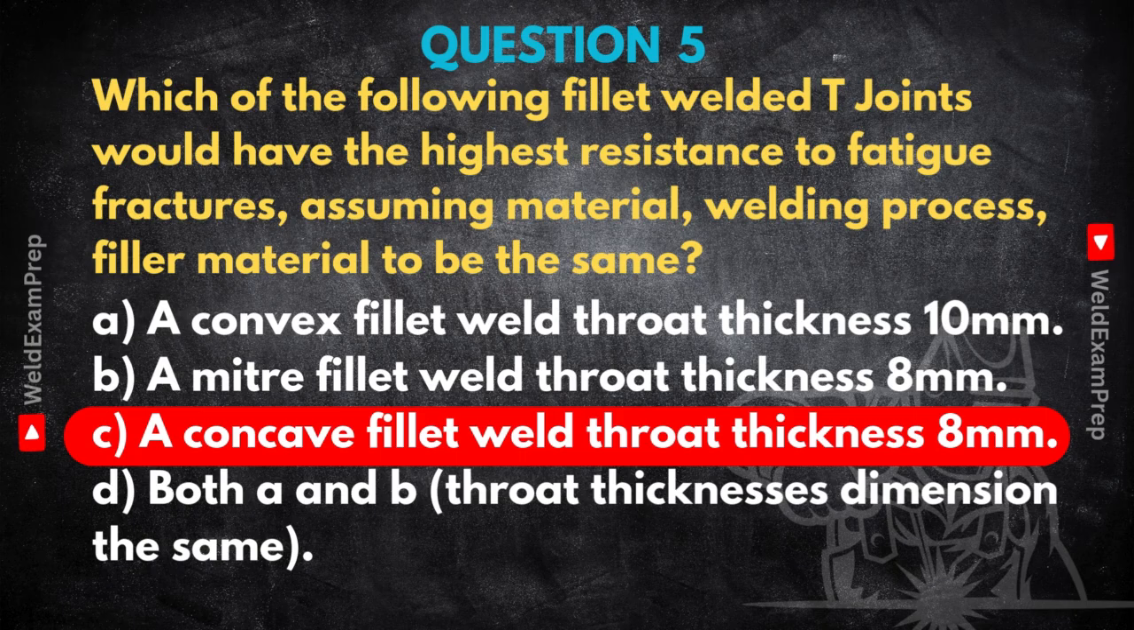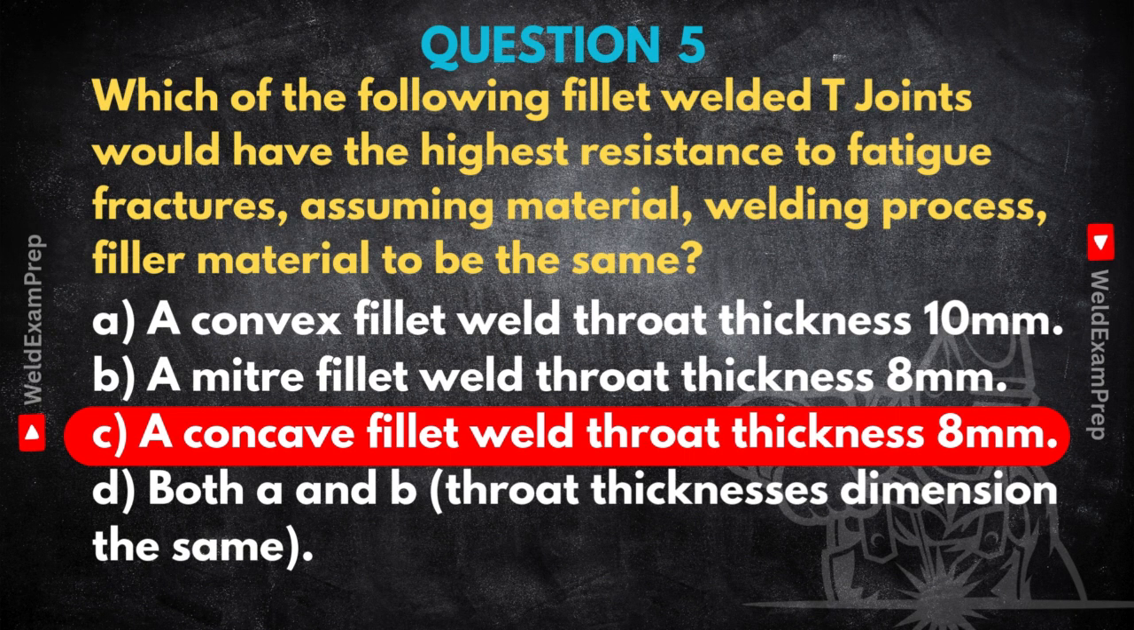Exactly. A convex weld, option A, bulges outward, creating a sharper angle at the toe. A miter weld, option B, is flat-faced, also resulting in a relatively sharp transition. These sharper angles act like stress razors. Like little magnets for cracks. That's a good way to think about it.